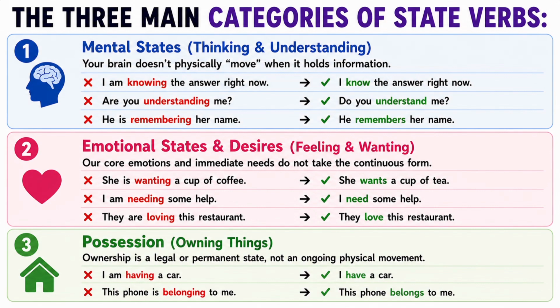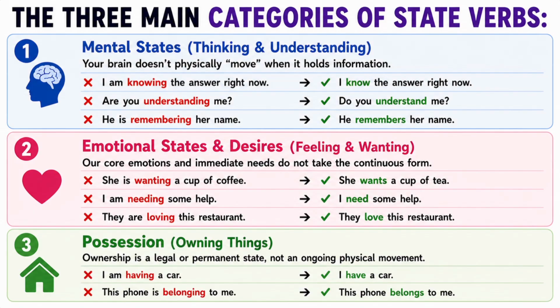The first category is mental states or thinking and understanding. These sentences are incorrect. I am knowing the answer right now. Are you understanding me? He is remembering her name. The correct sentences are, I know the answer right now. Do you understand me? He remembers her name.